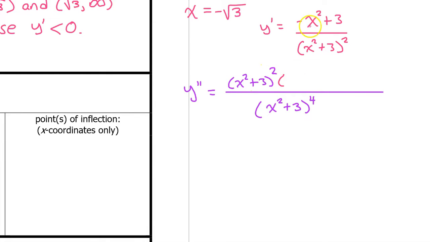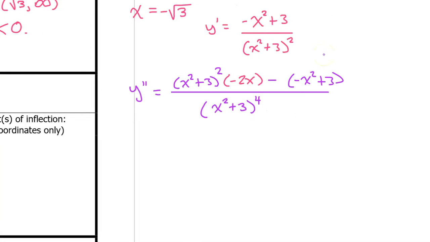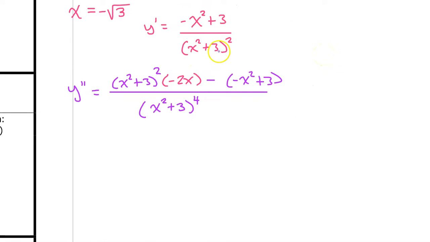D high is the derivative of the numerator, which will be negative 2x. Low d high less means subtraction, and then high d low. So that's negative x squared plus 3. That's high. Now, d low is the derivative of the denominator. We're going to need the chain rule in order to do this.